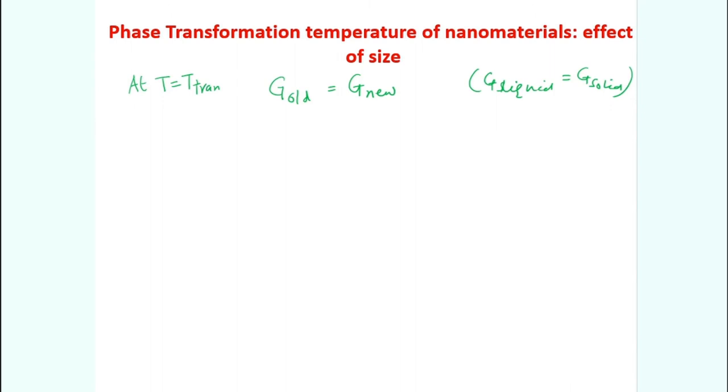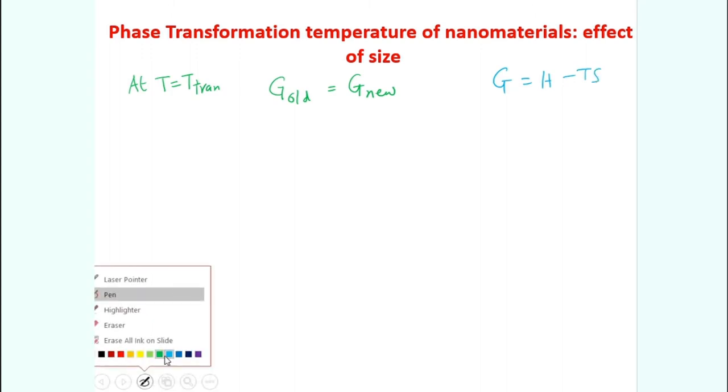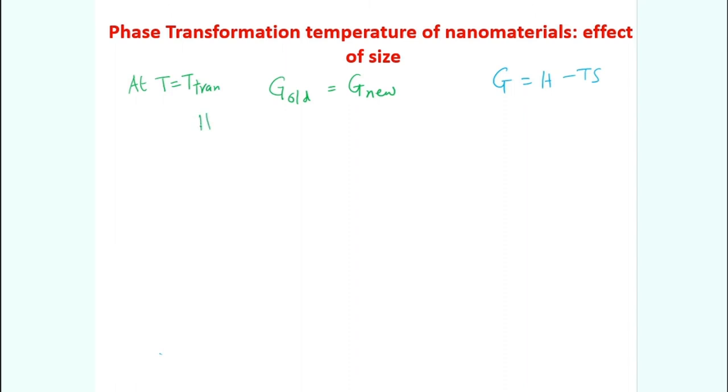Well, now by knowing that, what can I write down? I can write down this G, let us remove this aspect, as it will otherwise make more complication later on. So, I know G is H minus TS, correct? So I can write down H old minus T trans S old is equal to H new minus T trans S new, correct? New means new phase, old means old phase.